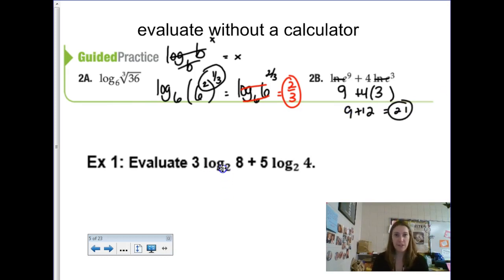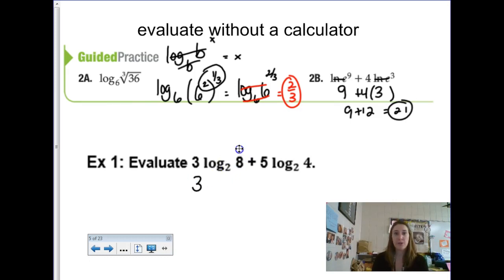Okay, evaluating this logarithm. Well, a couple of different things we could do. We can evaluate them as they exist, or we could condense them back together into one logarithm and then evaluate it. And it's totally up to you. We can even do this problem multiple ways if you'd like.